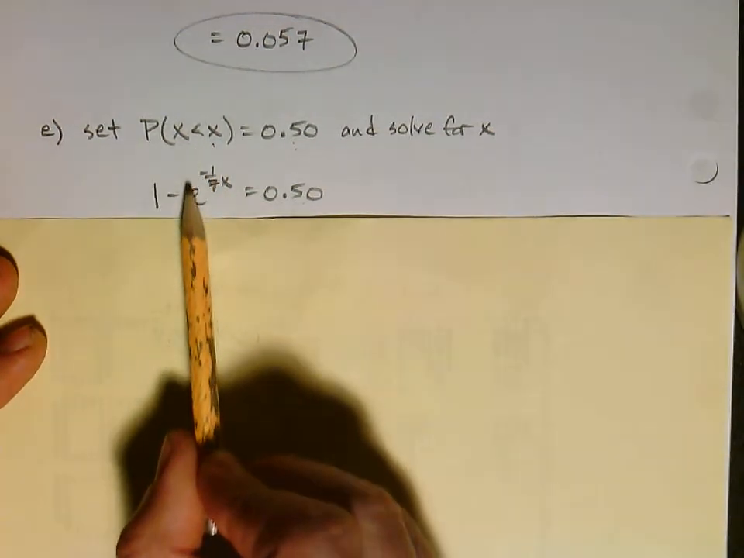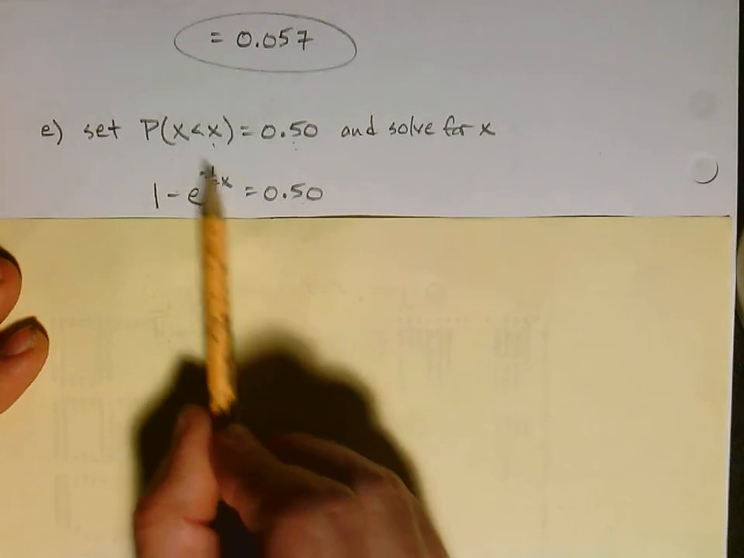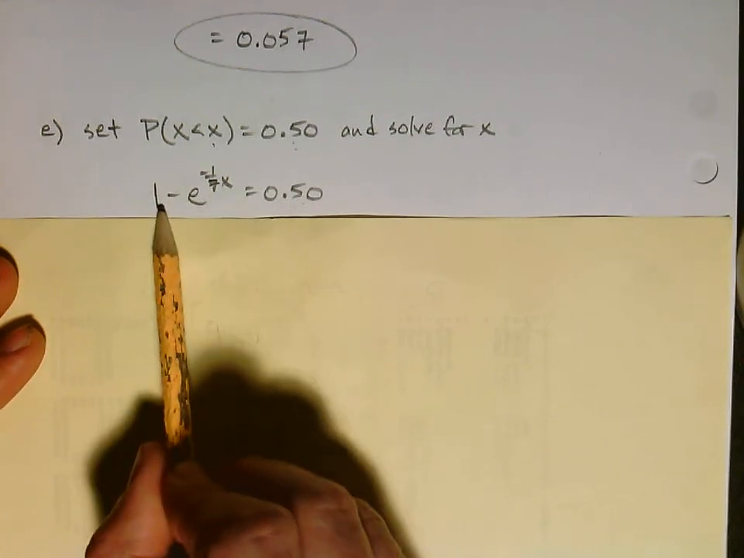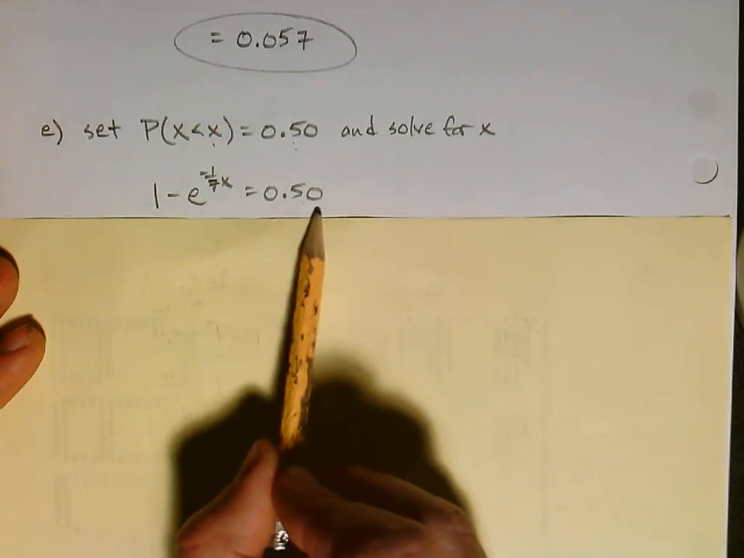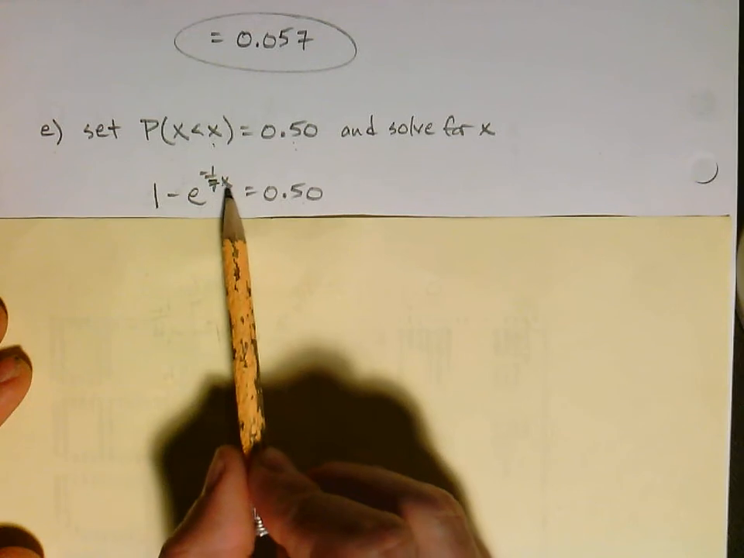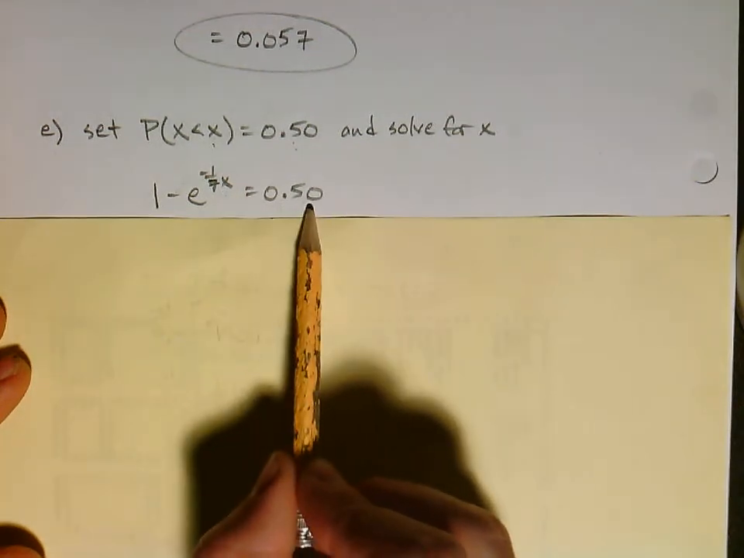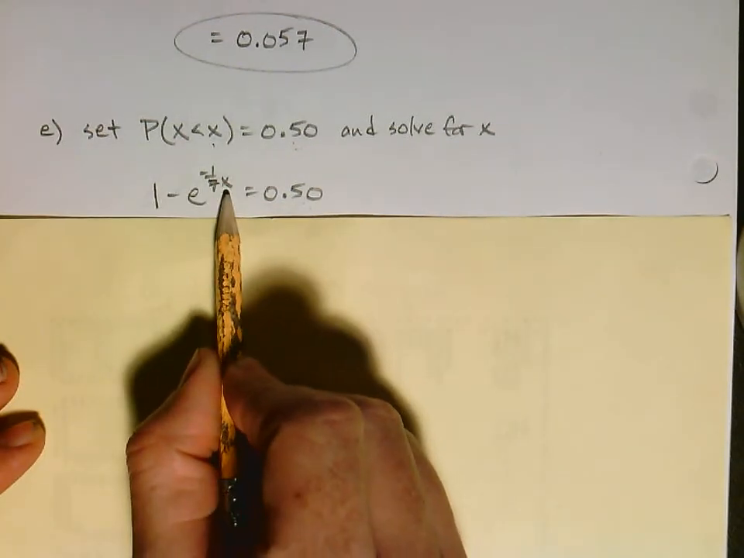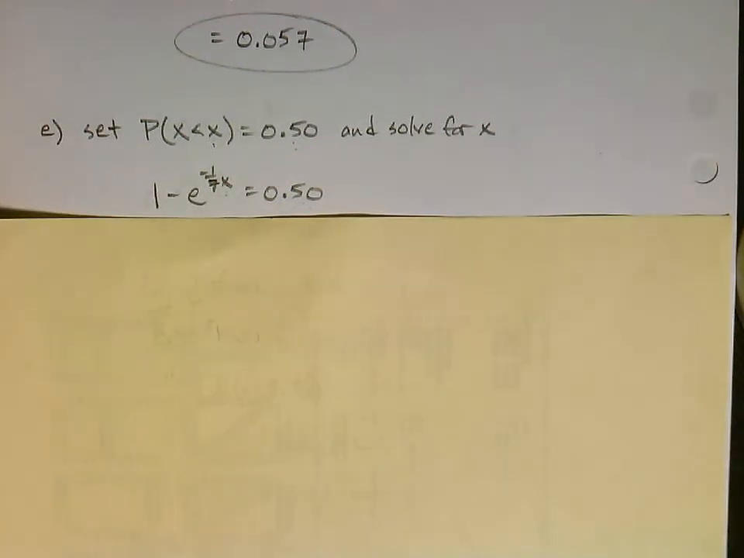This is our formula, right? But we don't know x. So 1 minus e raised to the negative 1/7 x. We know that equals 0.50, the percentile. We're trying to figure out the x value that would make that equal 0.50. So we have to solve this equation. How are we going to do that? Well, we've got to isolate the x, as we like to say.